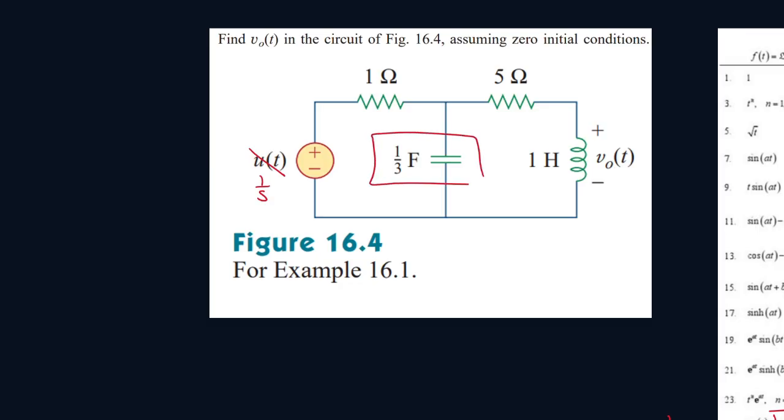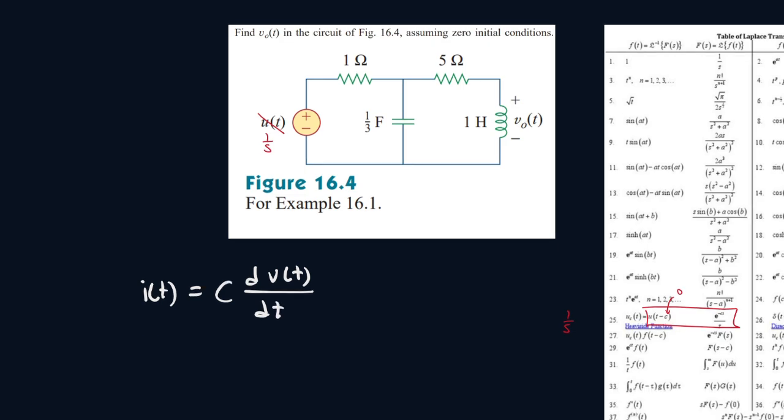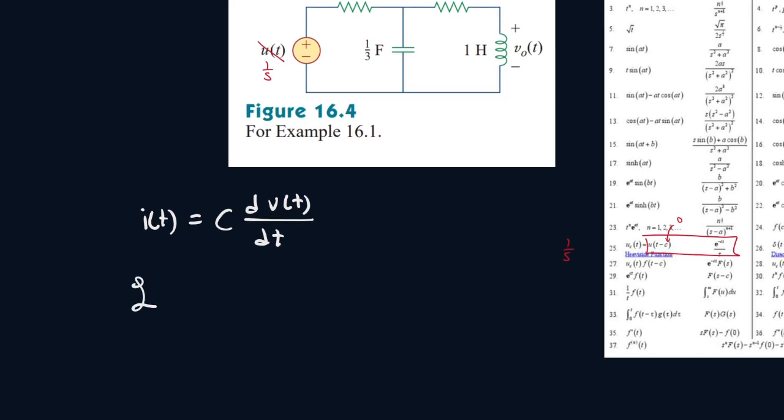Now, for our capacitance and our inductance, we will have to solve them in the following way. So we know the current passing through a capacitor is equal to capacitance times the change in voltage over the change of time. So what we're going to do is take the Laplace of this and the Laplace of this.